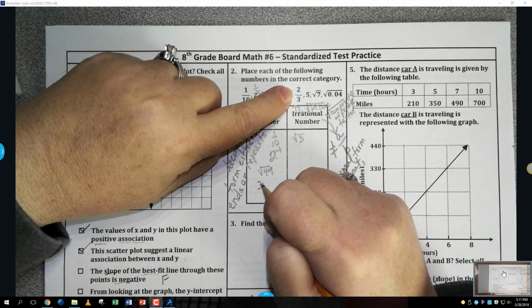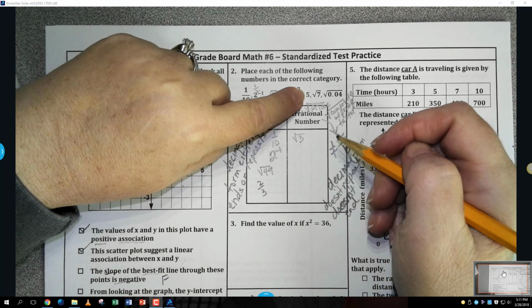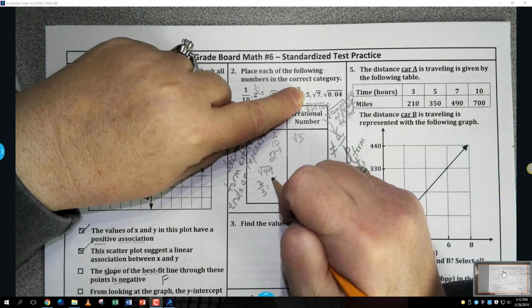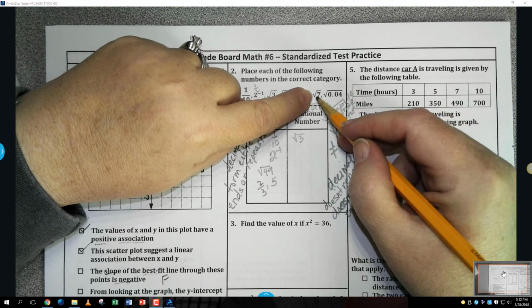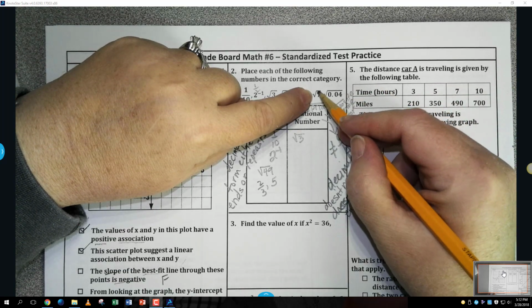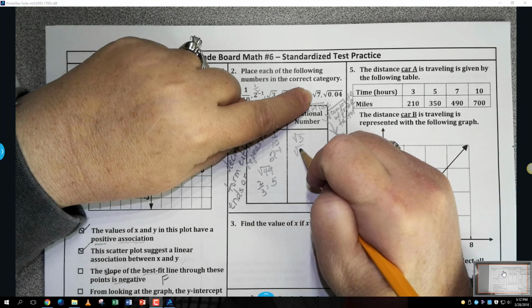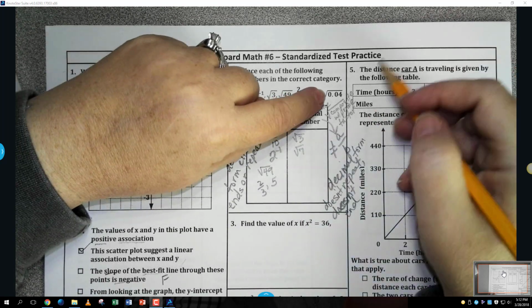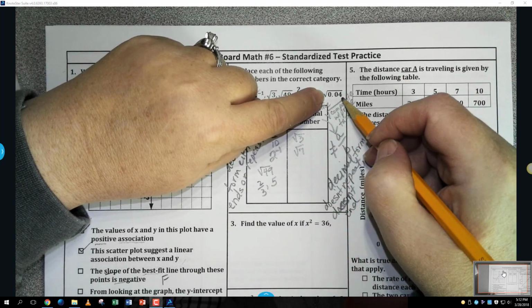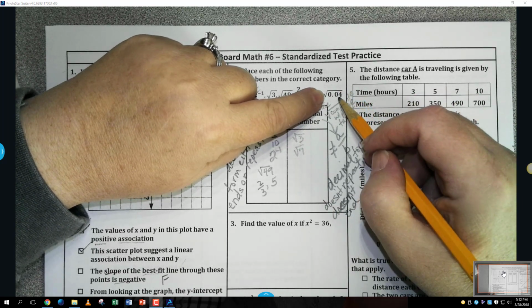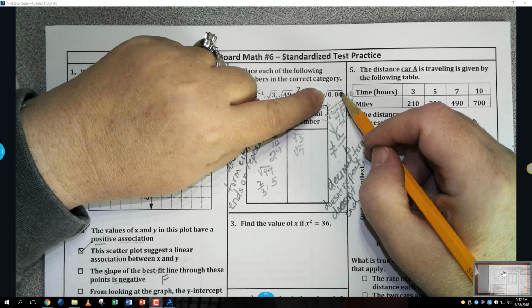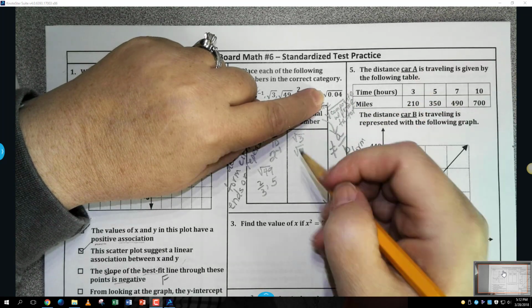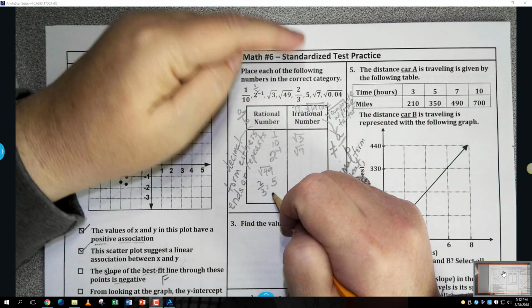2/3 is a fraction. Rational. 5 can be written as 5 over 1. Rational. The square root of 7 is a prime number, so therefore it's irrational. The square root of 0.04. Okay, the square root of 0.04 is 0.2. 0.2 times 0.2 is 0.04. So that is also rational.